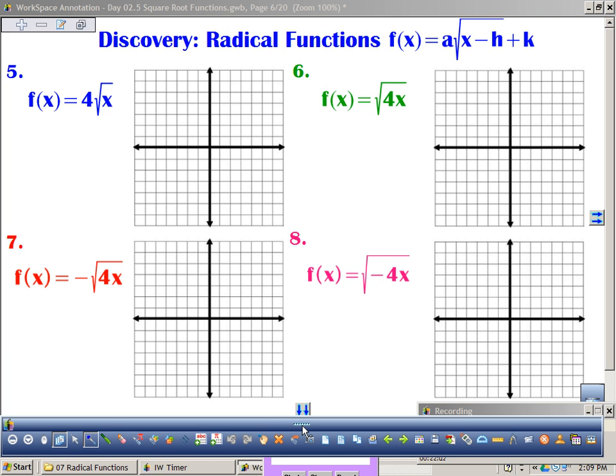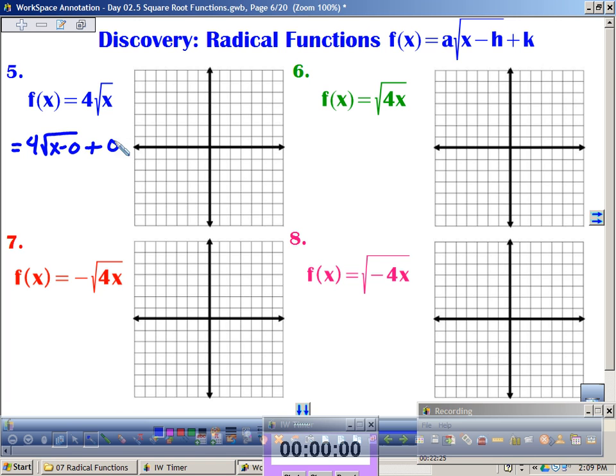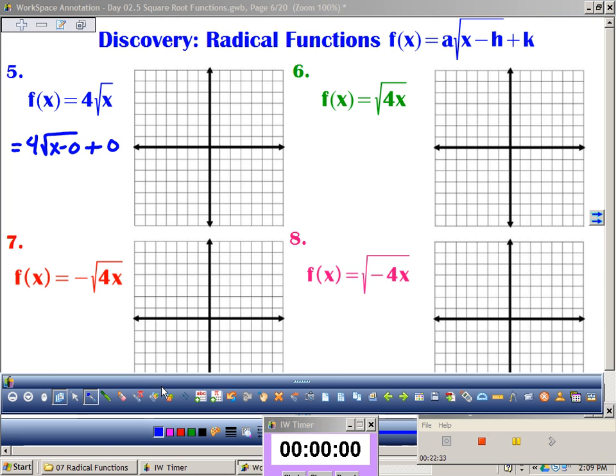All right, so now I want you to investigate the rest of these. Do you guys notice that there are no vertical and horizontal shift functions? For instance, this one is 4 times the square root of x minus 0. There's no horizontal shift, and there is no vertical shift. Okay, so as you're putting these things here, try and predict what they're going to do. So I'm going to give you about 3 minutes.